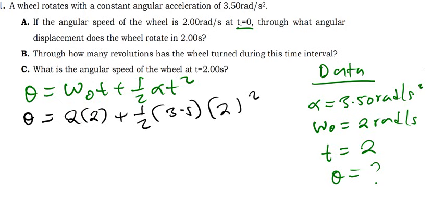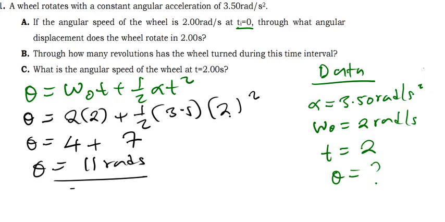Now we square it. 2 squared is 4. 4 times half is 2. 2 times 3.5 is 7. So theta becomes 11 rad. That's the angular displacement. Does that make sense, guys?